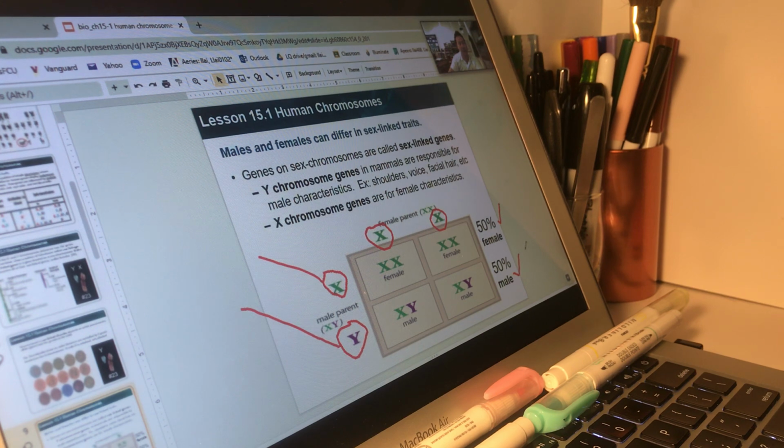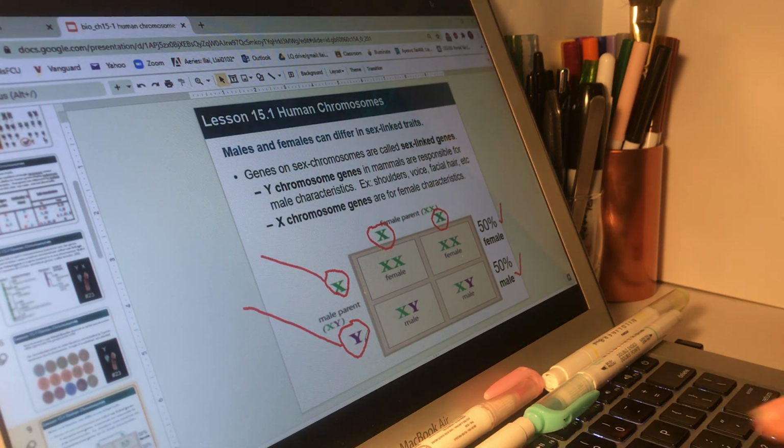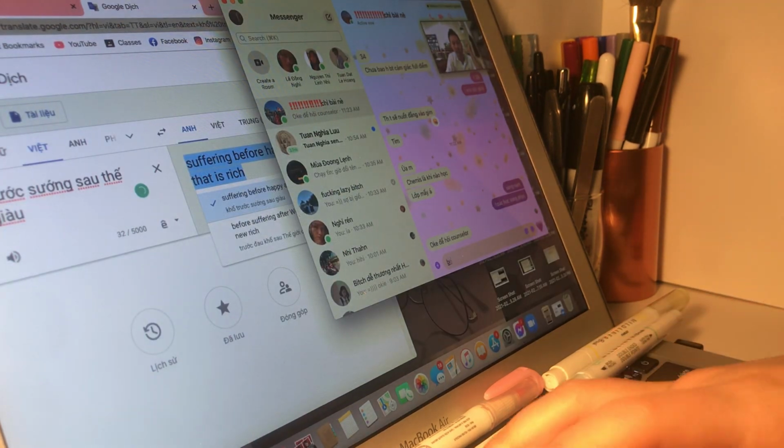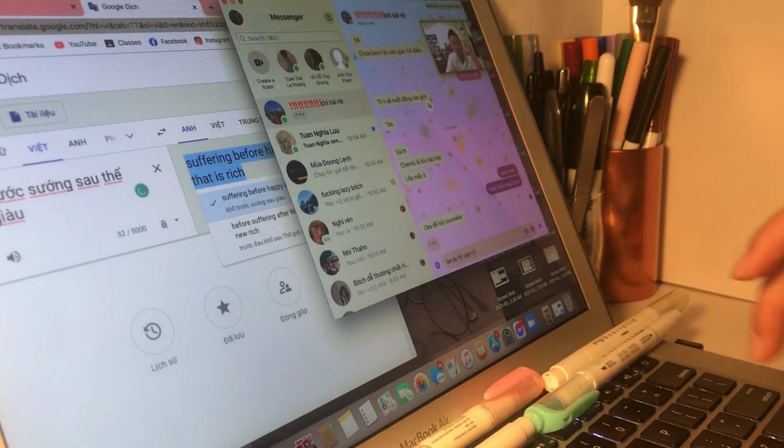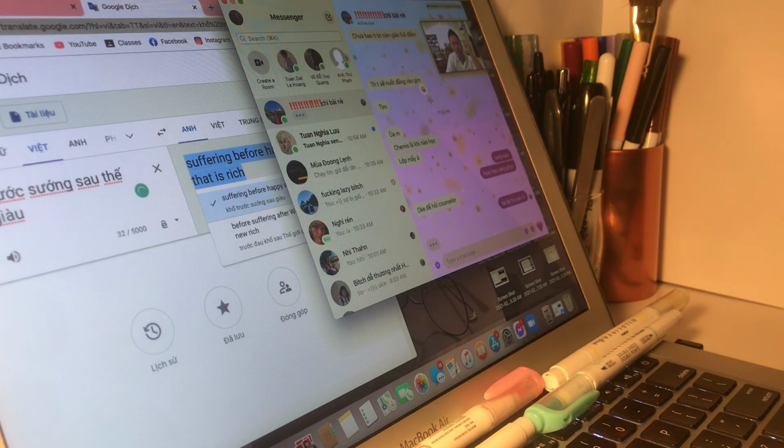It's always 50-50. So even if a person has 100 babies, if they have another baby, the probability of having a boy or a girl is still 50-50. The probability starts over again because 50% of the sperm is X, 50% of the other sperm is Y. So if this sperm happens to get into the egg, the baby will be a boy.